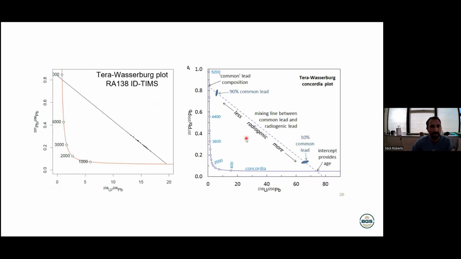It's just the same diagram again, with more labels. So here's a data point down here. This one has 10% common lead, so it falls almost on the concordia curve, whereas this data point up here has 9%. Right. Some people call these isochrons, other people call them mixing lines.